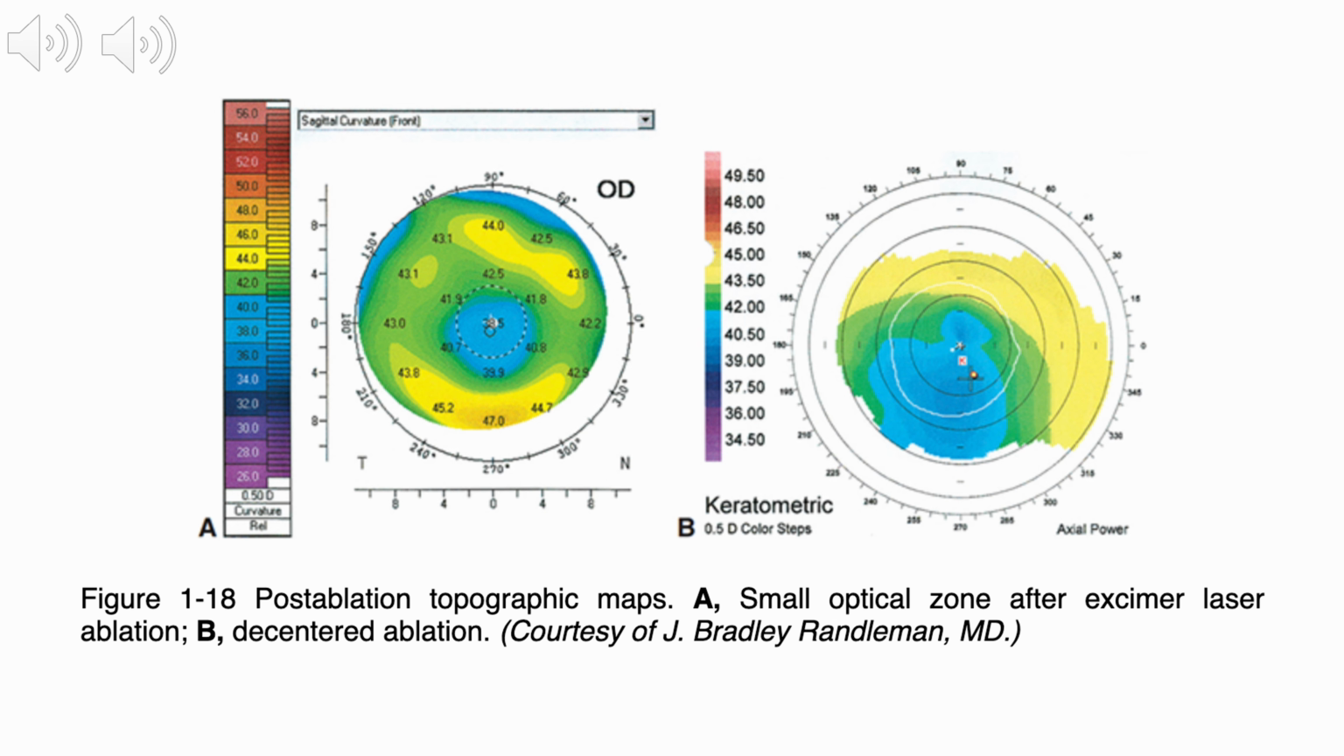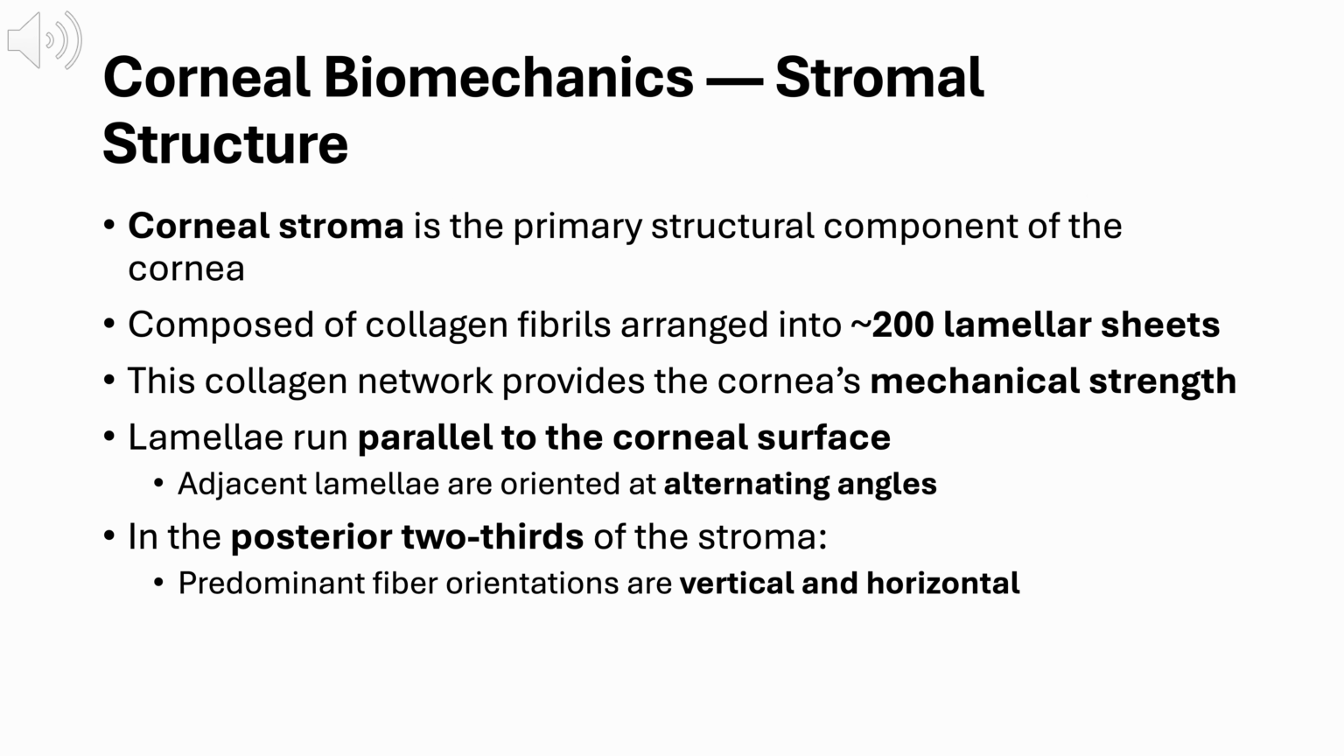Together, these maps illustrate how postoperative topography helps identify why vision may be suboptimal, even when the refraction looks close to plano. Small optical zones and decentered ablations are classic structural causes of postoperative visual complaints that are best understood through corneal imaging rather than refraction alone.